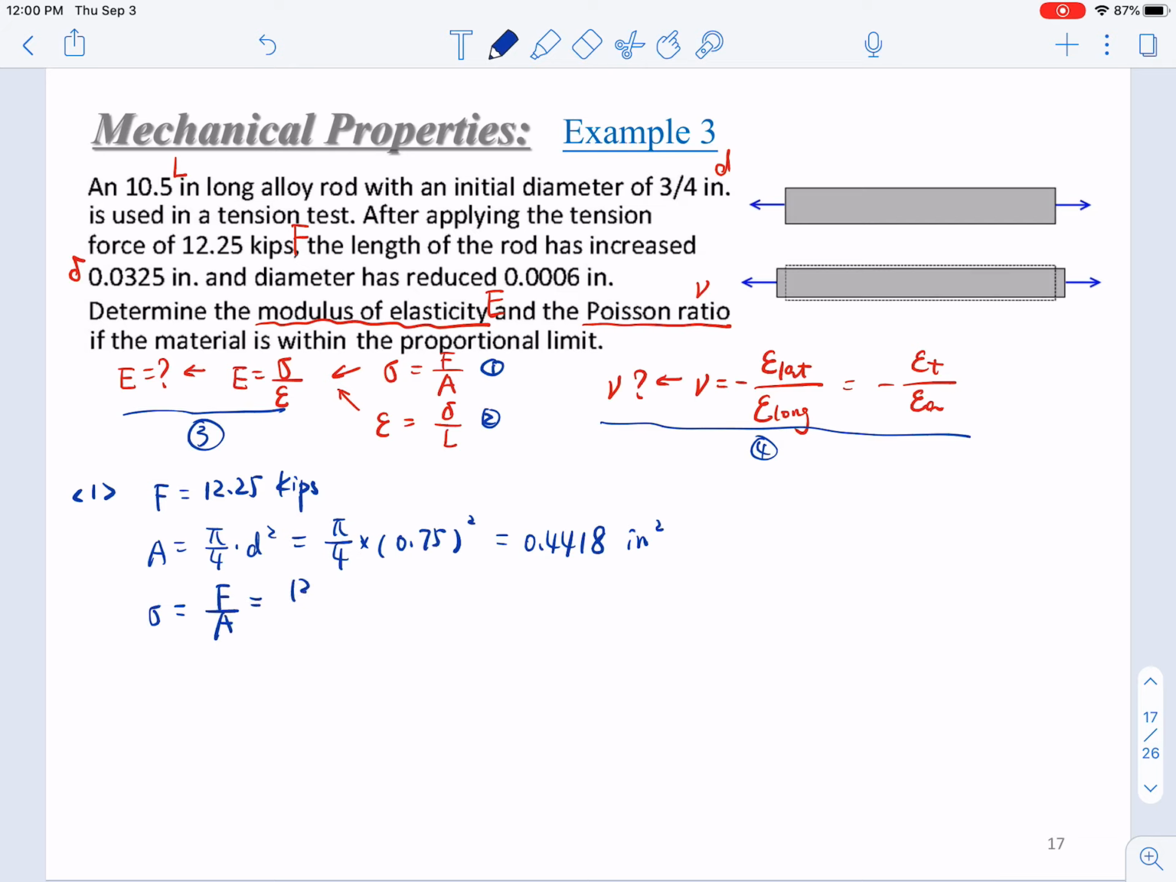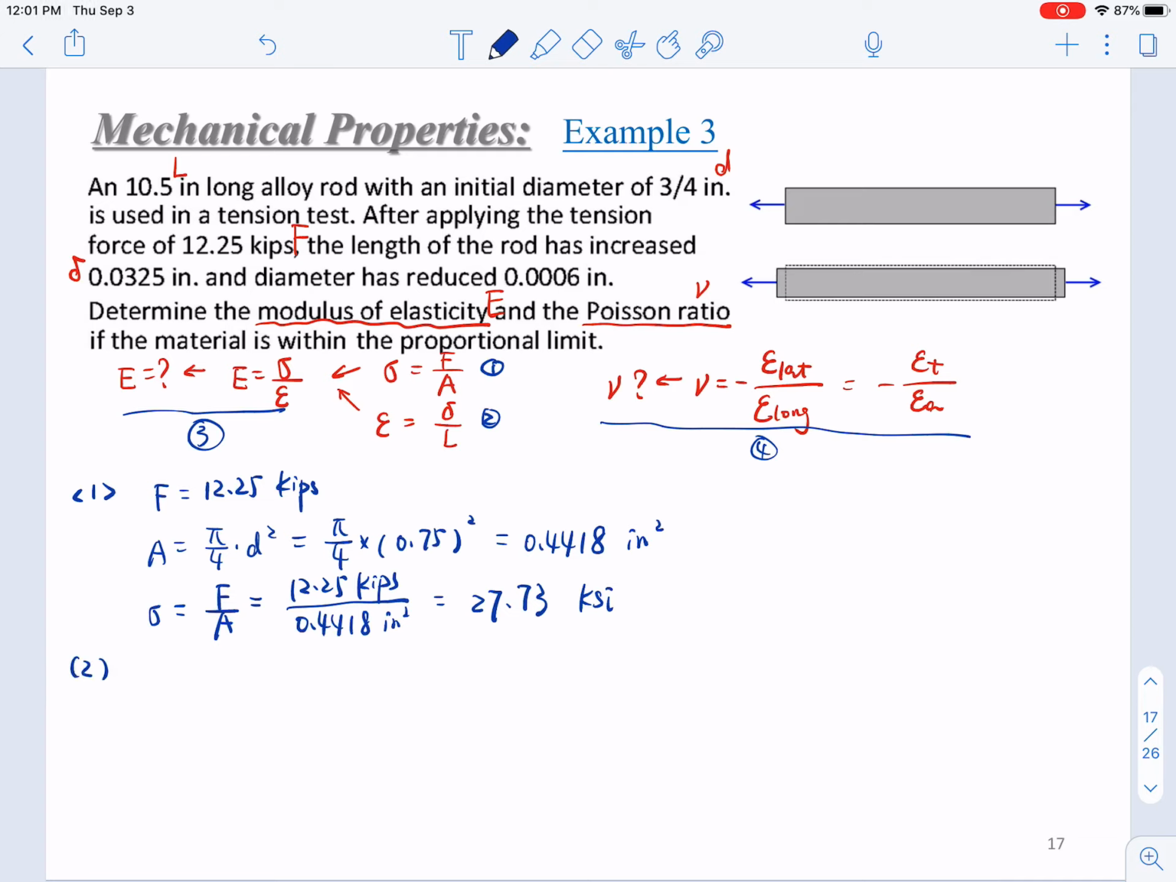And so this sigma equals F over A. That is 12.25 kips over 0.4418 square inch. So we get 27.73. What is the unit here? KSI. Okay, KSI.